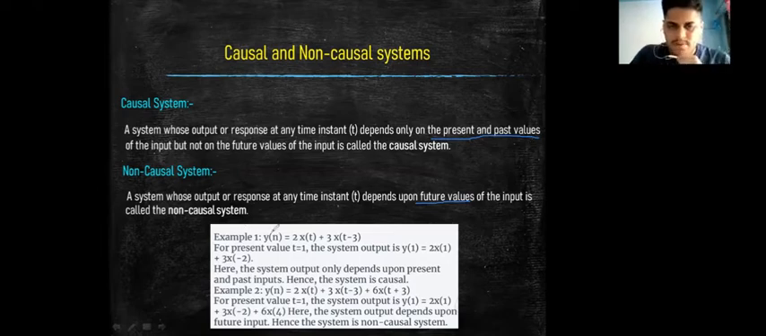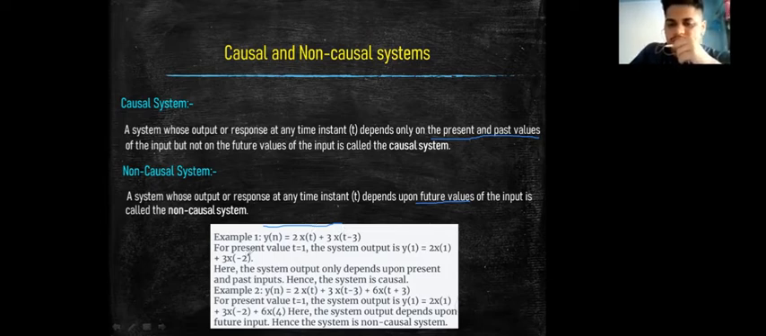So here is an example. y(n) is equal to 2x(t) plus 3x(t minus 3). Now to check for the present value, we will put the value of t as 1. So when we put t as 1, we will get 2x(1), and here we will get 3x(minus 2).